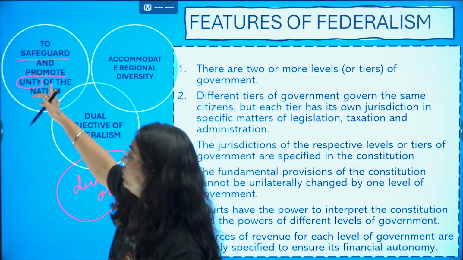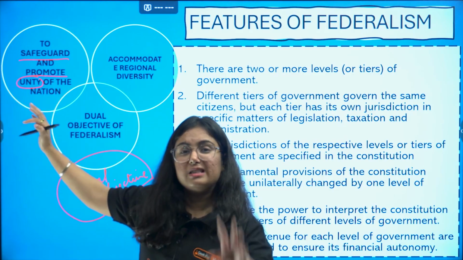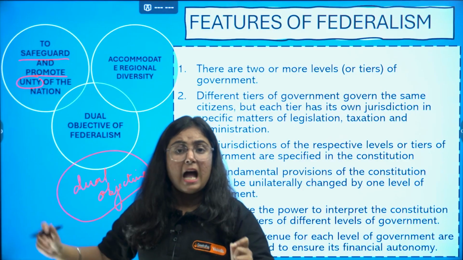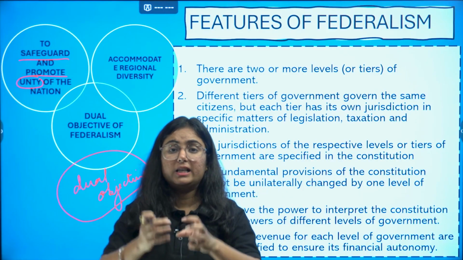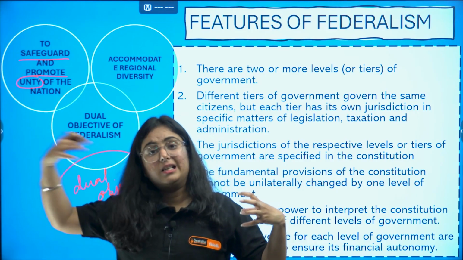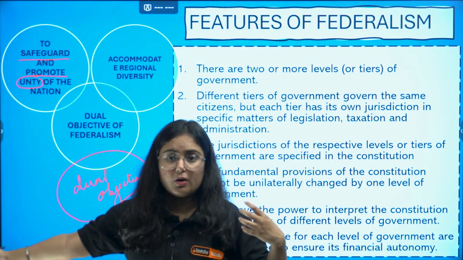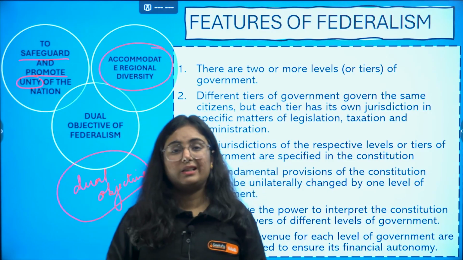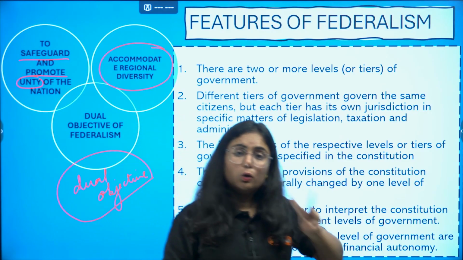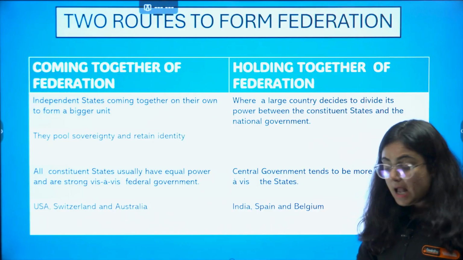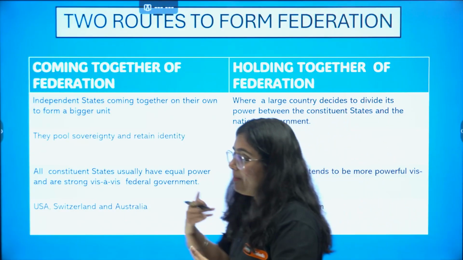So it brings unity to the nation, because a nation consists of regional diversity. And if not accommodated, it will break down into different regions, further resulting in different nations. So we need to accommodate regional diversity as well. These are the 2 dual features of federalism. Is it clear?